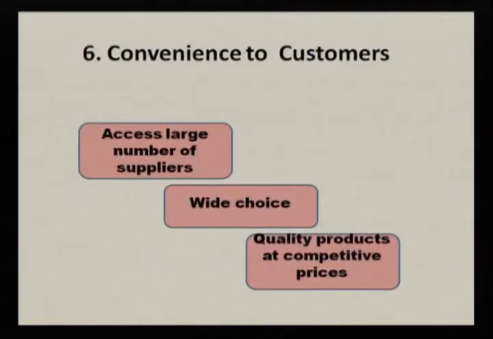And last is the convenience to customer. So you have large access to the number of suppliers. So you have so many choices that if I want to buy products or goods related to groceries, I have so many options from grocers to Big Bazaar to so many other online sellers, wherein I have a wider choice. I can always compare the prices, I can compare the quality of the products, and whosoever offers me the same products at a much reduced price with a better quality, I can order from those sellers. So in a way, it is also convenient and helpful to the customer.